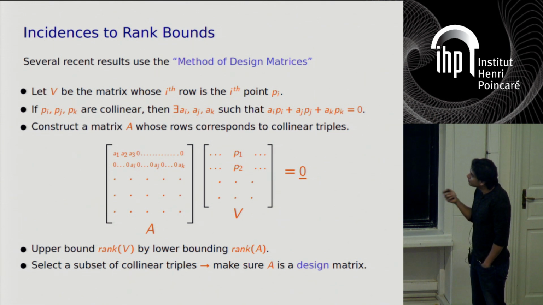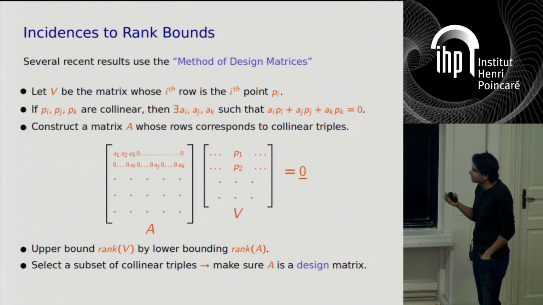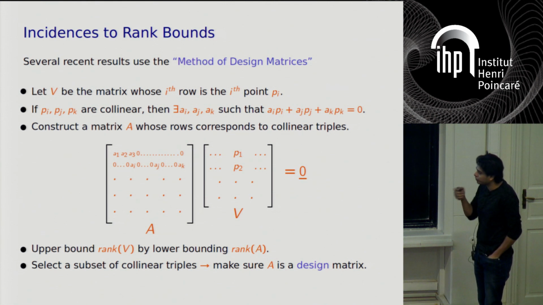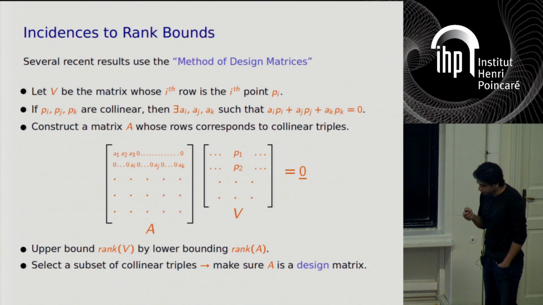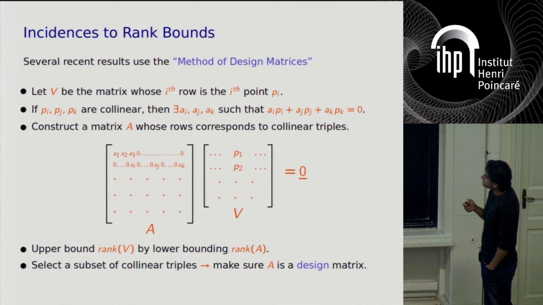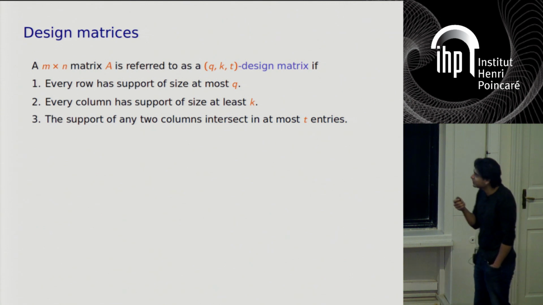Right. So we need A to have some special property. The triples we're going to select are going to be somewhat special in the following way: I'm going to make sure A is what we call a design matrix. I'll say what it is now, but eventually what we'll do is lower bound the rank of A.